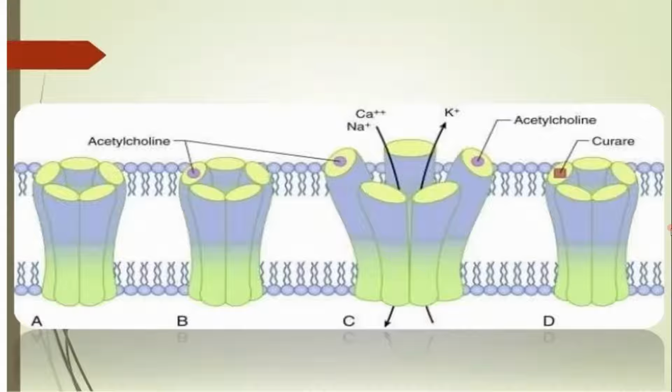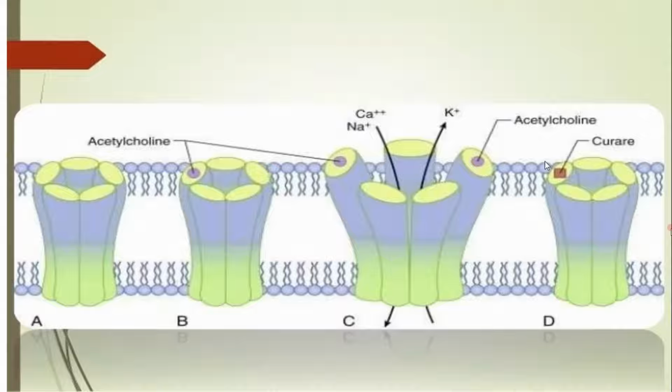So you give a long-acting non-depolarizing muscle relaxant. So the time for this will be longer. It will not depolarize the membrane, but it will prevent the acetylcholine from depolarizing the membrane. Examples are atracurium, vecuronium, pancuronium. So these are the examples of the drugs.